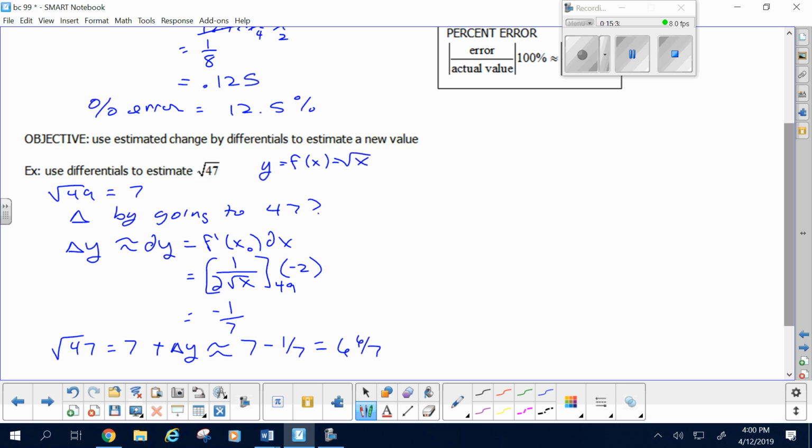The delta y was approximated by dy. The dy came out to be -1/7. We use that here. We don't just stop at the dy here. In this case, we say that dy from where we started puts us at this new estimated value. All right.